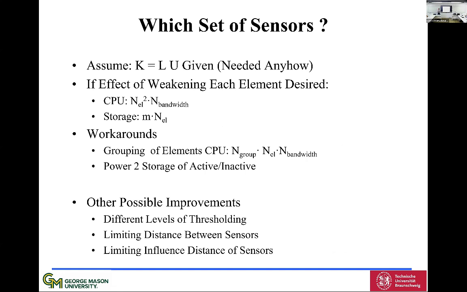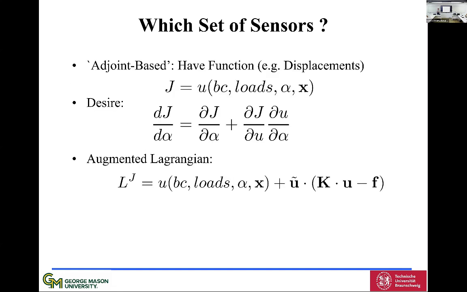Okay. So what are the workarounds for this? One is that you group the elements. So then your n elements squared becomes n groups times the number of elements. So you agglomerate elements and say, okay, I just want to see what is the sensitivity if this group of elements weakens. And you can come up with a very interesting powers-of-2 storage algorithm to store this large amount of data. So then instead of having m, it's the log 2 of n times the number of elements that you have to store. There are other ways, of course, of reducing that load.